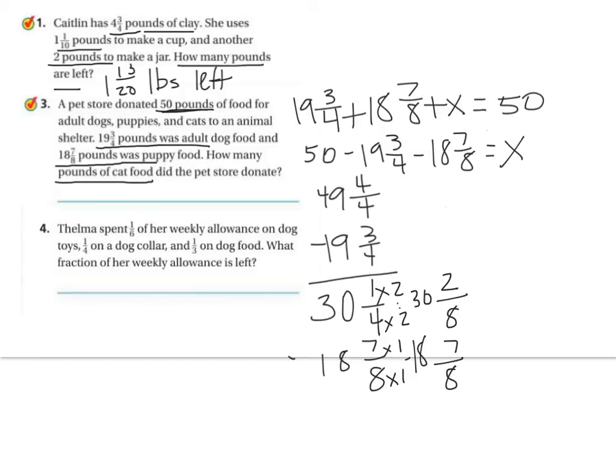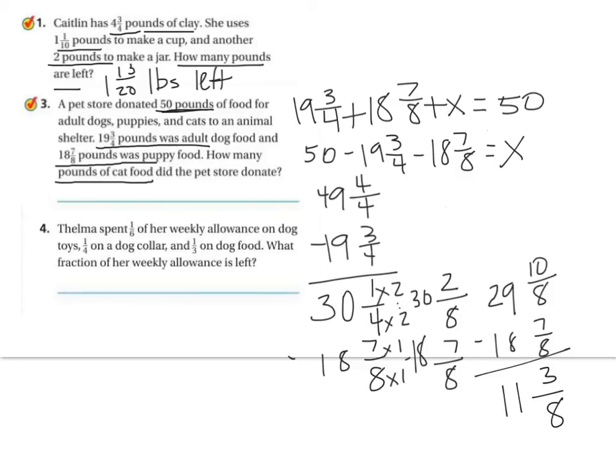Again, I see that this isn't going to work because I have 2 minus 7, so I need to rename this fraction. I'm going to rename this fraction by rewriting 30 as 29 and taking that whole and turning it into 8/8 to represent that whole. 8 plus 2 is 10/8 minus 18 7/8. Now I have 10 minus 7. 10 minus 7 is 3/8, and 29 minus 18 is going to be 11.